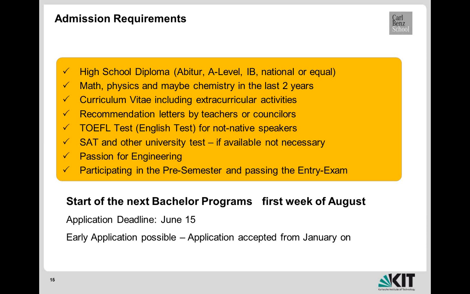We also have, as written down here, participating in the pre-semester, which is the preparation course we're talking about, and passing the entry exam. Exemption to the rules would be for the outstanding applicants. Those would be able to apply right away with the early entry exam. Start of the next bachelor program is the first week of August. For those students who are able to pass the entry exam in April, they don't have to show up in August and September, they just come here in October.